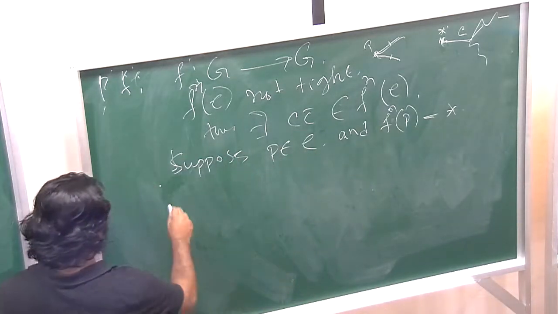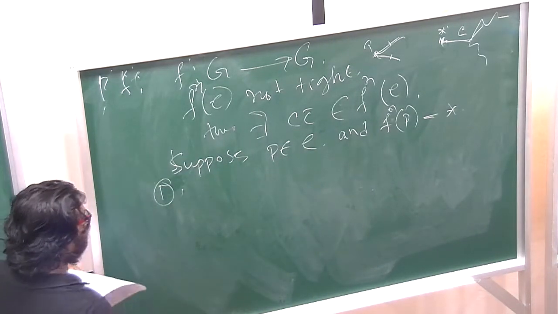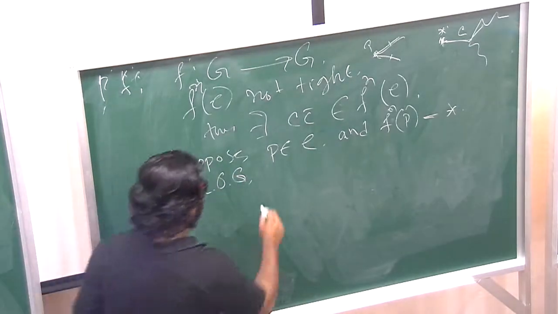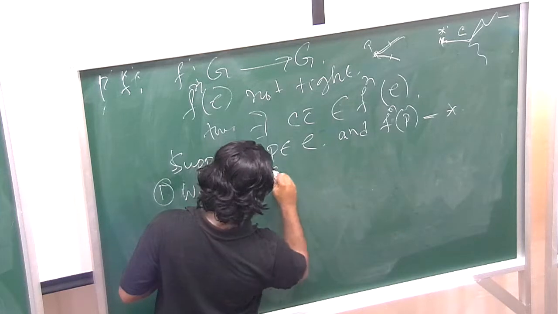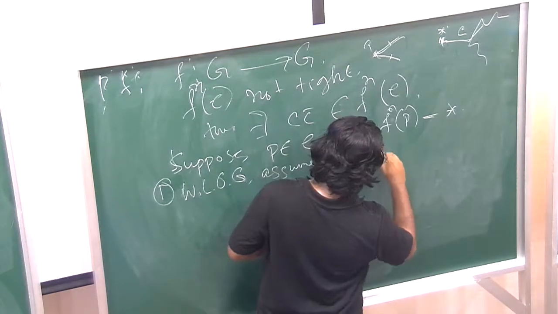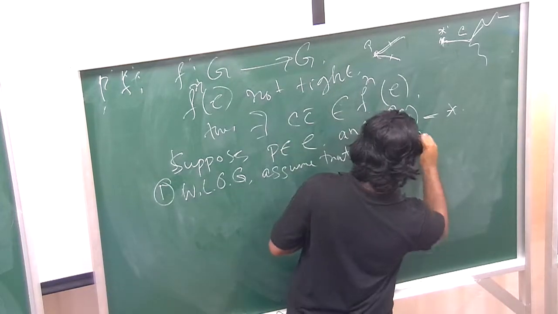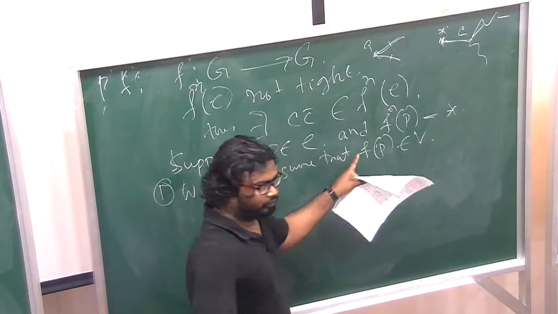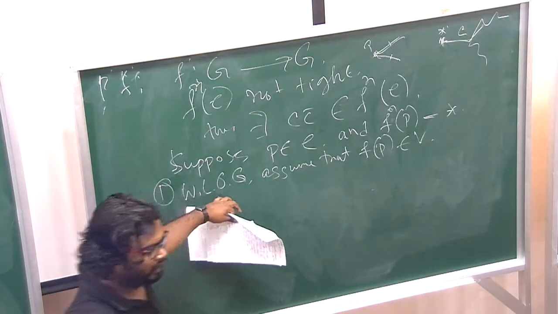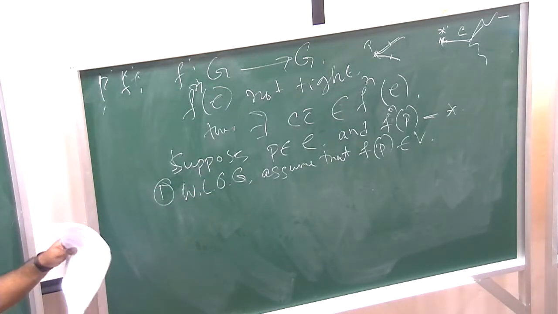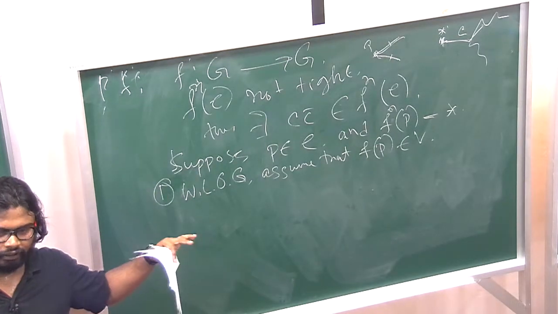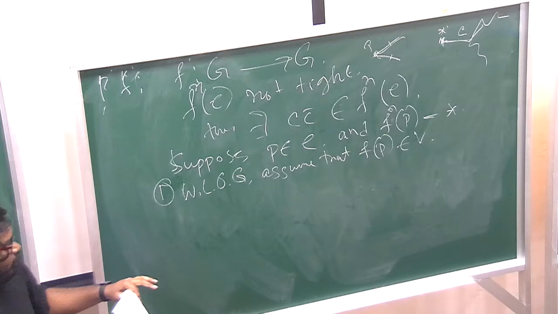There are some technical details which I am not mentioning. We can assume, without loss of generality, that f of P is another vertex. These arguments use the fact that on every graph you can consider a metric space structure, and you have to use that.